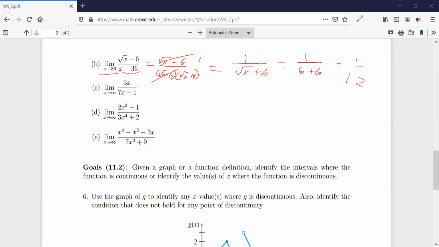Yeah. Cool. And now somebody, I already told you the rule for C. Somebody shout at me. They both have the same power. So what does that mean the limit as x approaches infinity is? 3/7. Exactly. It's just the ratio of the coefficients.